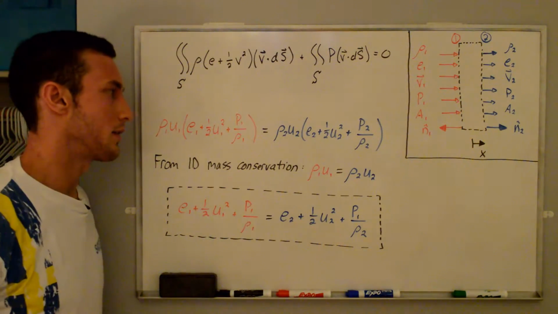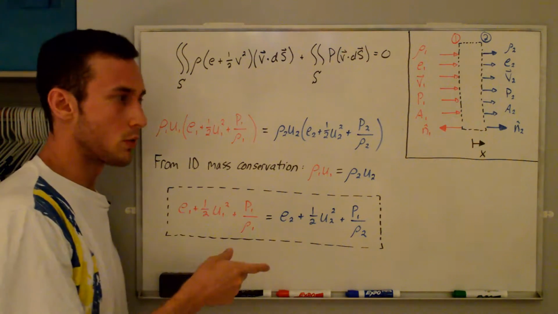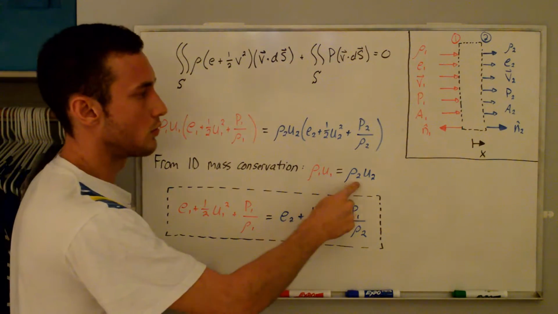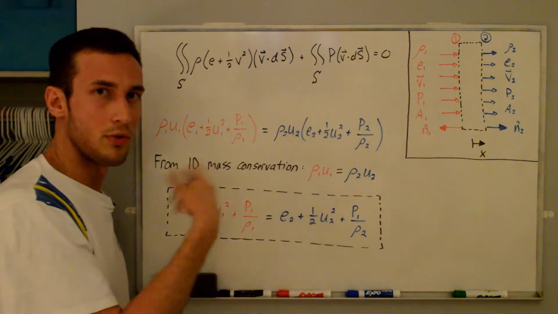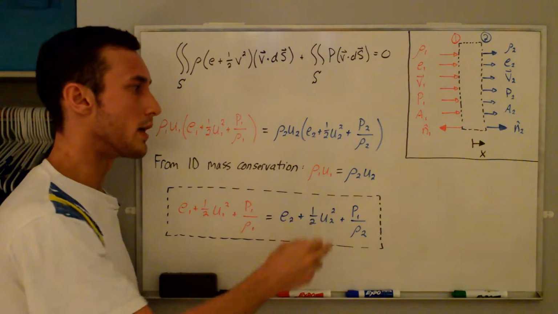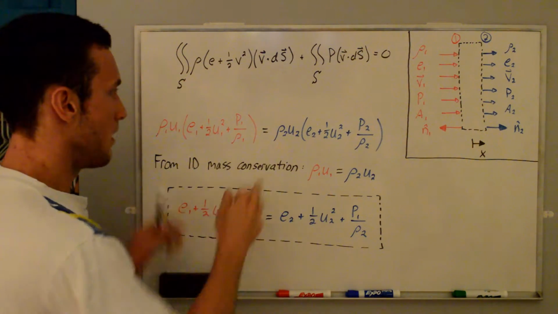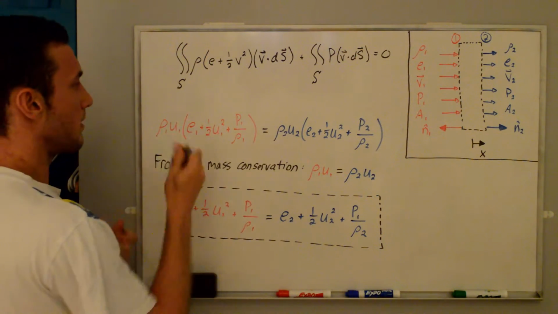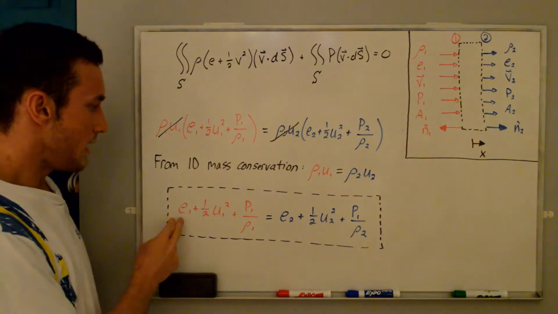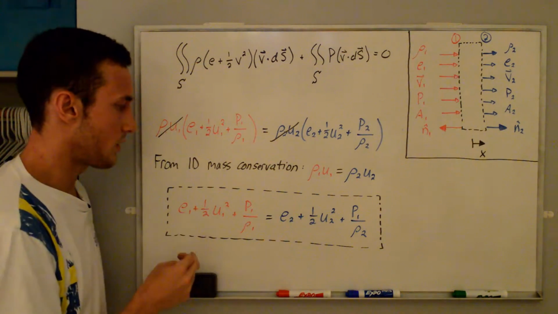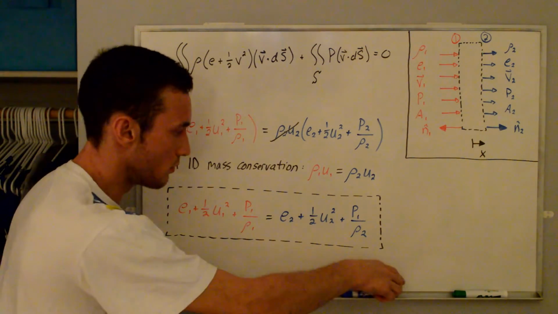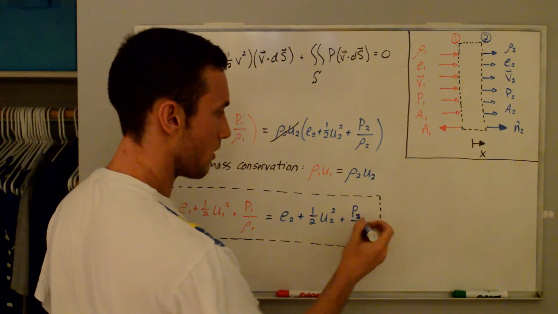And from 1D mass conservation, I'll post the video that I did for the derivation in the video description or up here, we get that rho 1 u1 is equal to rho 2 u2. This is also because these areas A1 and A2 are equal to each other, because usually you see this as rho UA equal to rho UA. So if that's the case, then these two terms right here are the same and they drop out of the equation. And what we end up with tentatively right now is E1 plus 1/2 U1 squared plus P1 over rho 1 is equal to E2 plus 1/2 U2 squared plus P2 over rho 2.